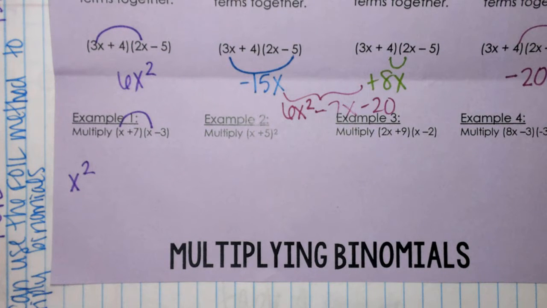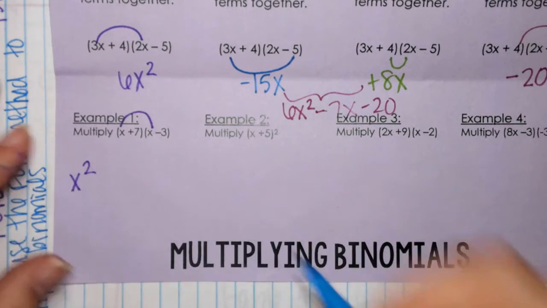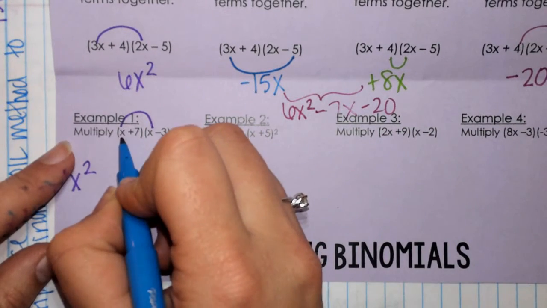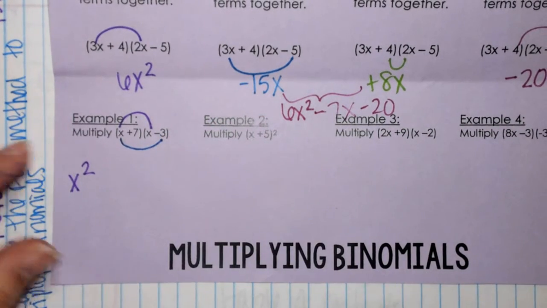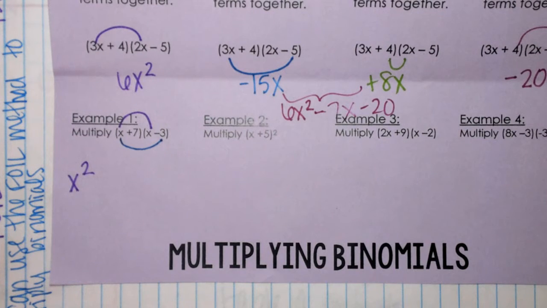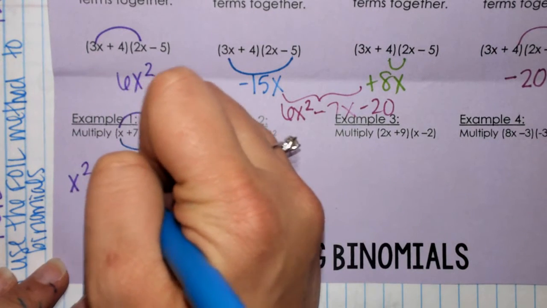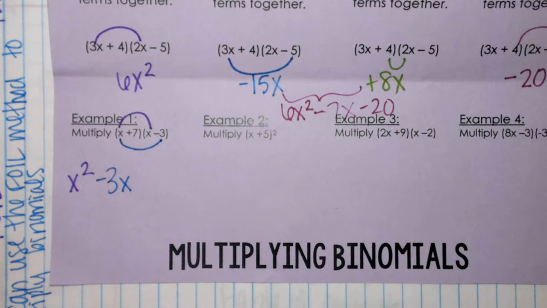Alright, step 2. What's step 2? Outer. Okay, what are our outer terms? X and negative 3, so we're drawing the mouth. What's x times negative 3? Negative 3x. Fantastic. But we're multiplying. So it's okay that we multiply them. They don't have to be like terms to multiply.